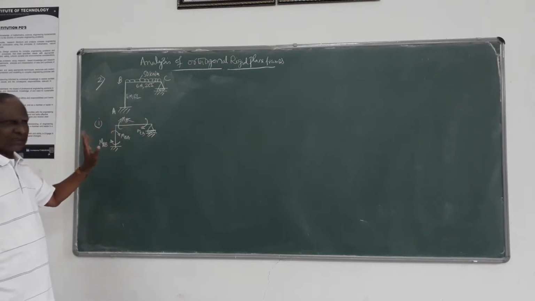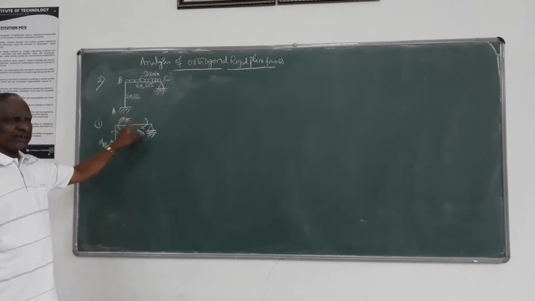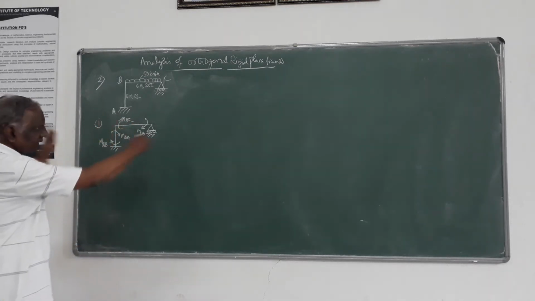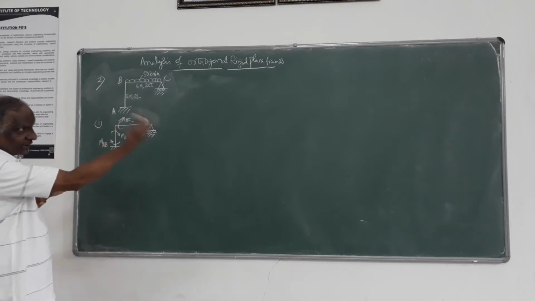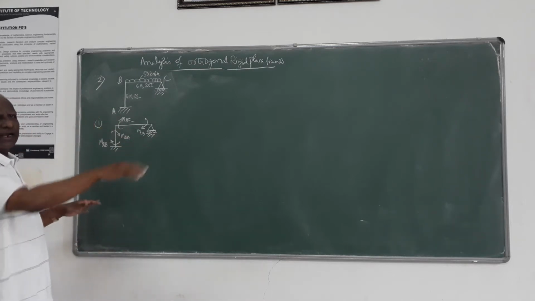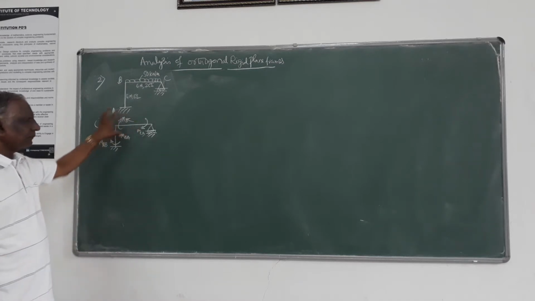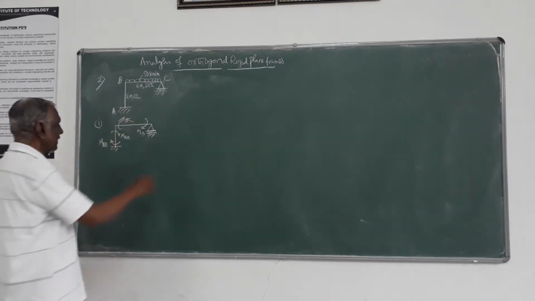Shears we are not taking, as I have already told, because once you know the moments, you can take out the free body diagram at the end. While drawing the bending moment diagram, you can determine that shear also and evaluate the shear force diagram. That is the member end forces to be analyzed.